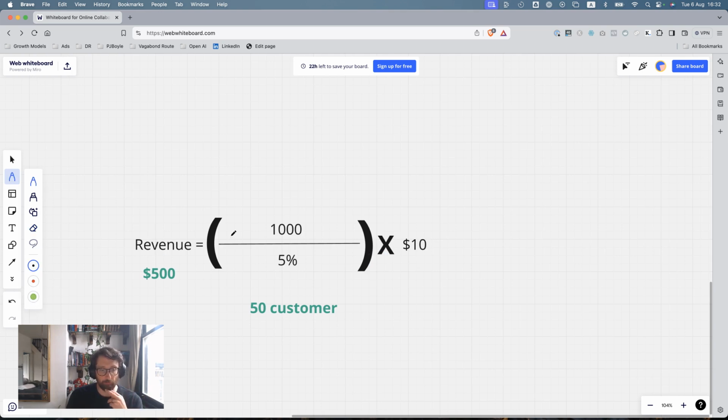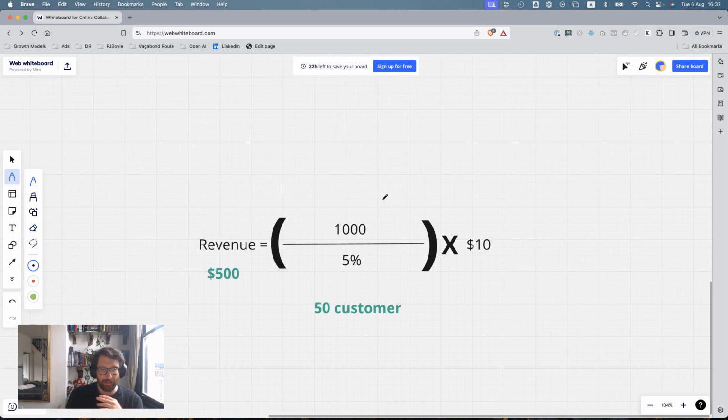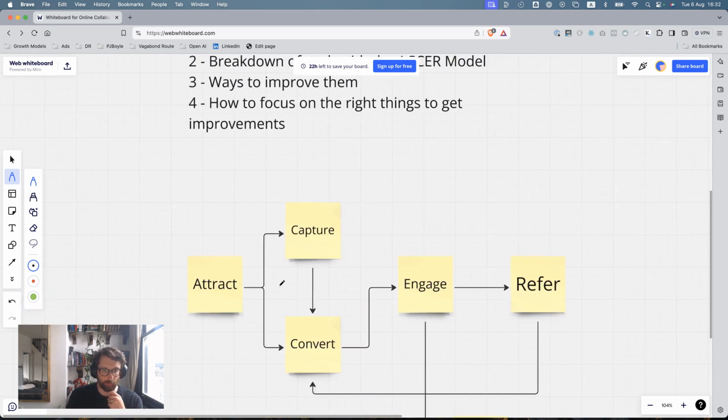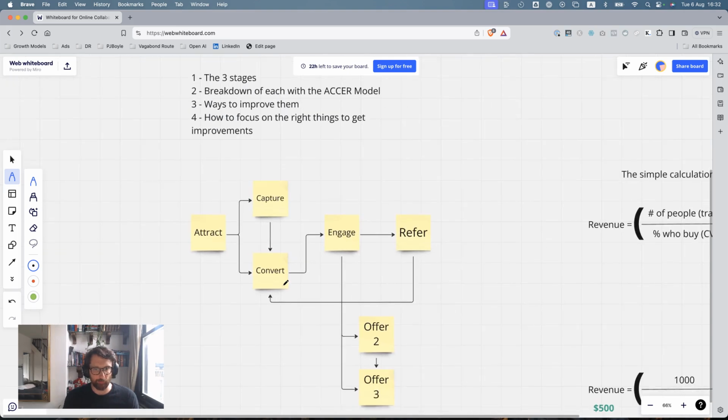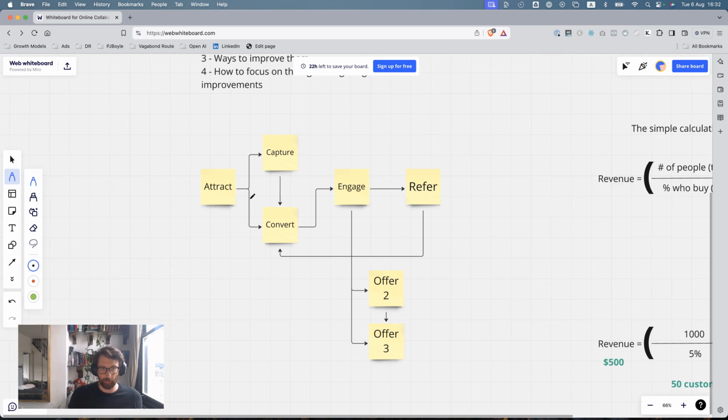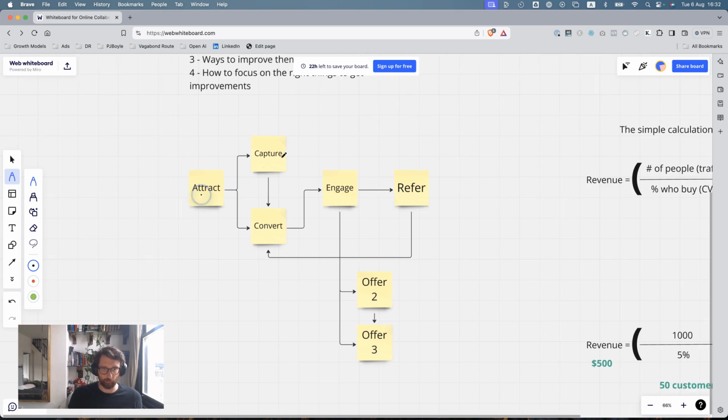And that's simply it. So in terms of how do these things actually work, we're talking about traffic, conversion rate, all of this stuff. How does it actually work? So if we look at the ACCA model, if you've seen anything that I do here, you'll know that I build all of the growth strategies that we work on around something called the ACCA model. And ACCA is an acronym. It stands for Attract, Capture, Convert, Engage, Refer.